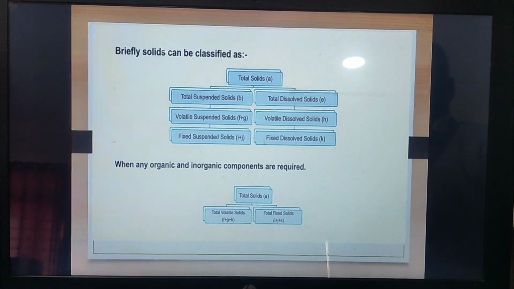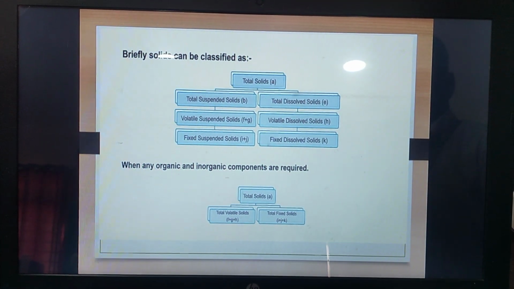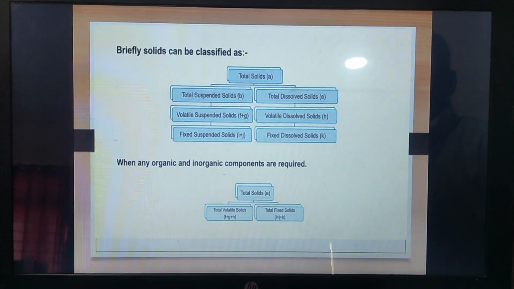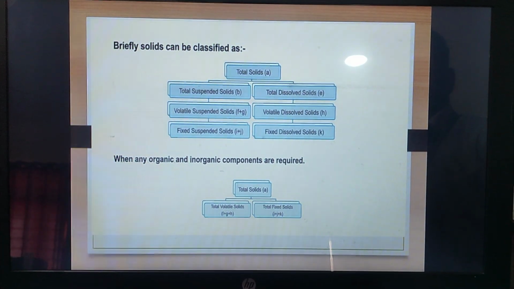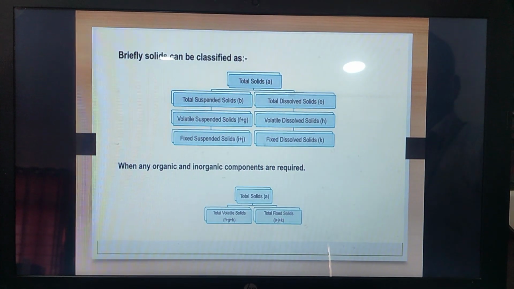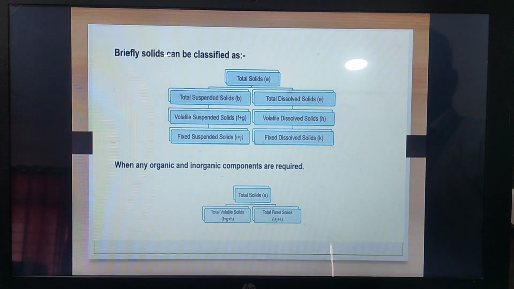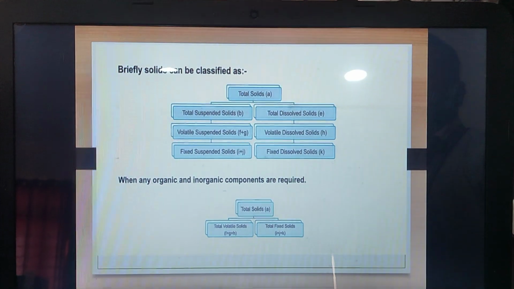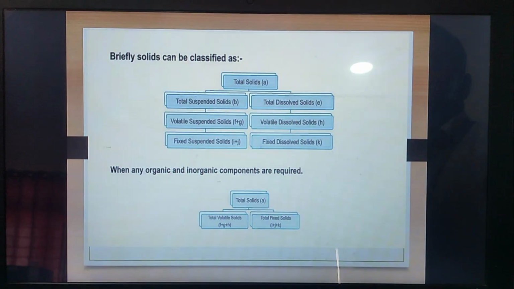You can classify the solids in brief: total solids, total suspended solids, volatile solids and fixed solids, and total dissolved solids, volatile dissolved solids, fixed dissolved solids. When organic or inorganic components are required, total solids can be divided into total volatile solids and total fixed solids.